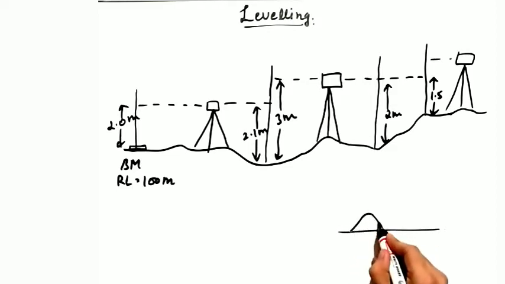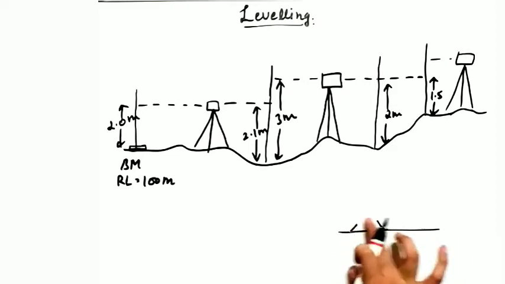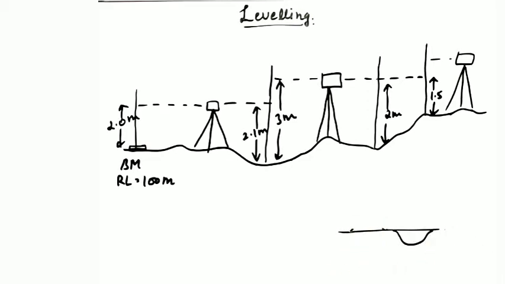Somewhere the ground may be high, so I will have to cut this ground and make it level. Somewhere the ground may be low, so I will have to fill some earth here and make the ground level as per our requirements. So this is called leveling, the cutting and filling of the earth. How will you know how much earth you need to cut out and how much earth you need to fill in here? This is all that we get to know through leveling.